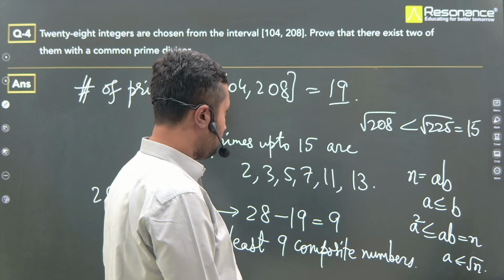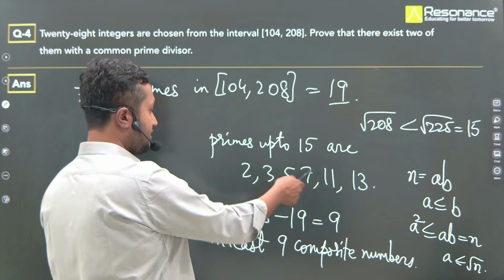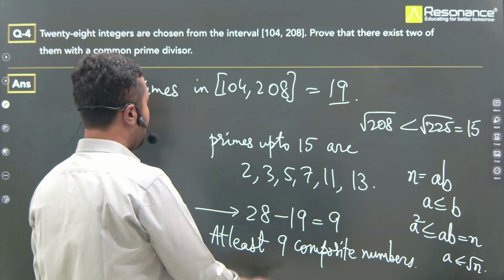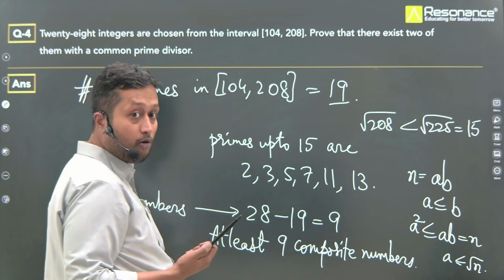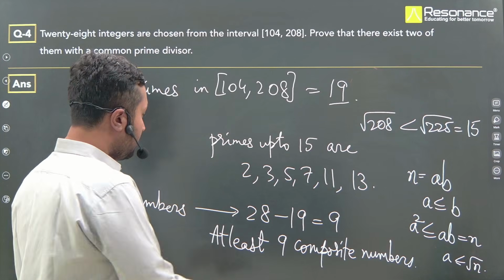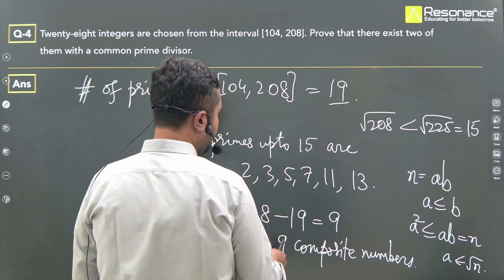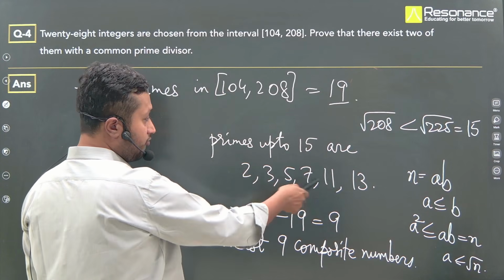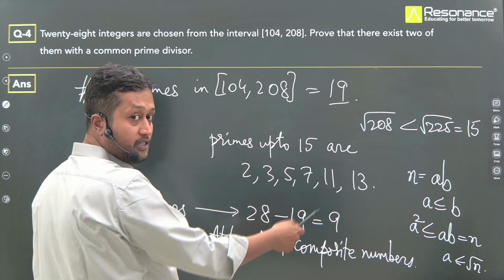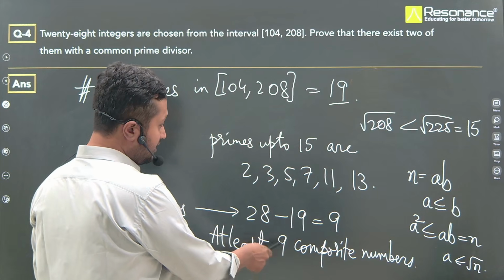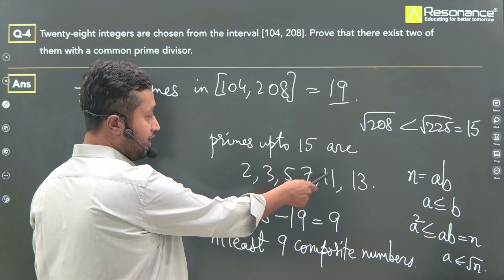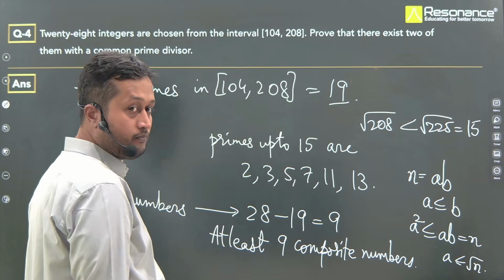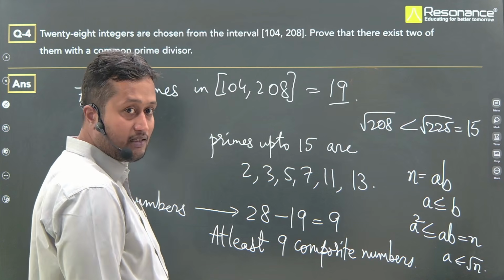Okay, so now how many primes are there? There are 6 primes. So all these composite numbers, 9 composite numbers, there could be more. In fact, all of them could be composite. But at least 9 composite numbers will have to be divisible by one of these 6 numbers. Pick any number in that list. It has to be divisible by either 2 or 3 or 5 or 7 or 11 or 13. Now, that's it. That's the end of the proof.